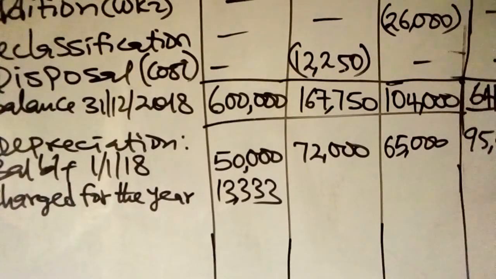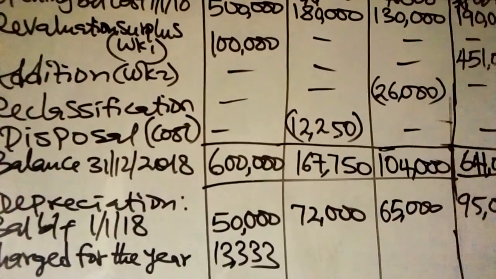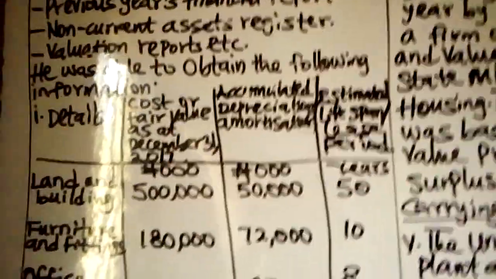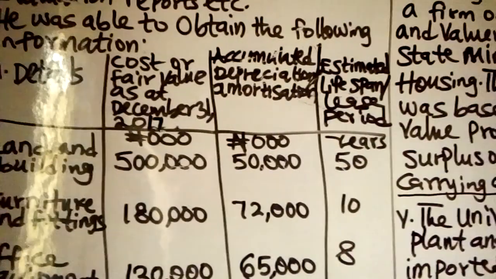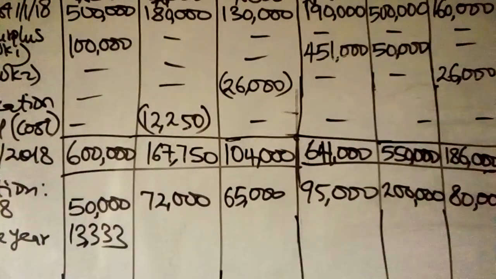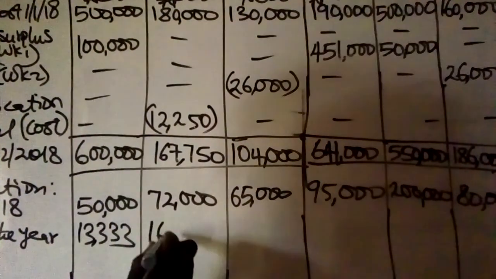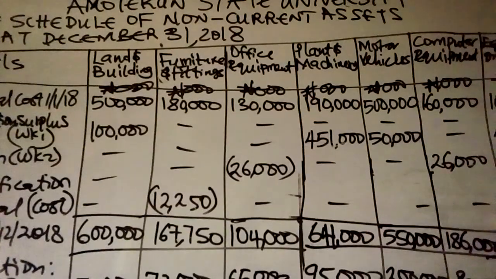Then for furniture and fittings, furniture and fittings was not revalued. Since it was not revalued, just apportion this by the life of the furniture and fittings. The useful life of the furniture and fittings is 10 years. So apportion this over 10 years: you have 167,750 divided by 10, then you have 16,775.